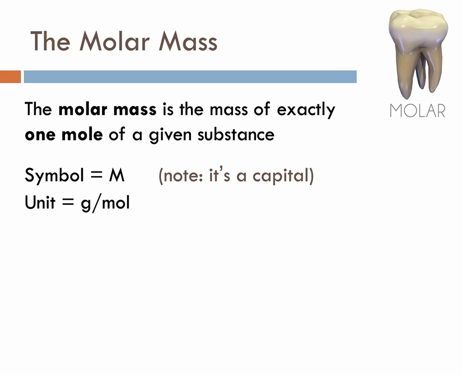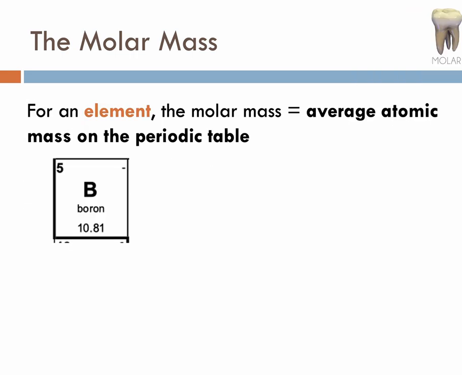The units of molar mass are grams per mole, and that unit actually makes a lot of sense because it comes from the definition. If the definition of molar mass is the mass of exactly 1 mole of a substance, then it would make sense that its units are a mass, grams, per mole. So grams per mole is your unit of molar mass. So symbol, capital M, unit, grams per mole.